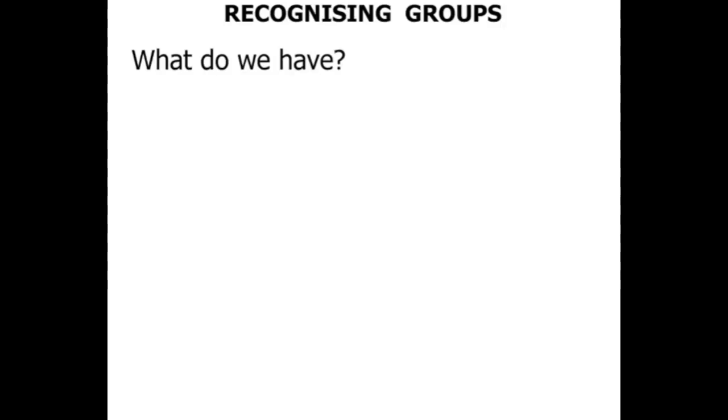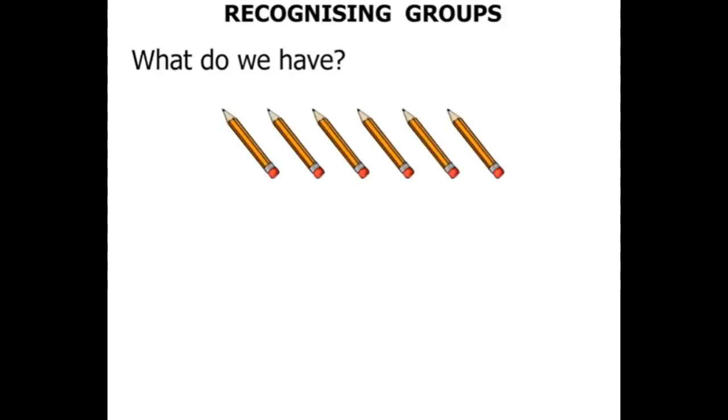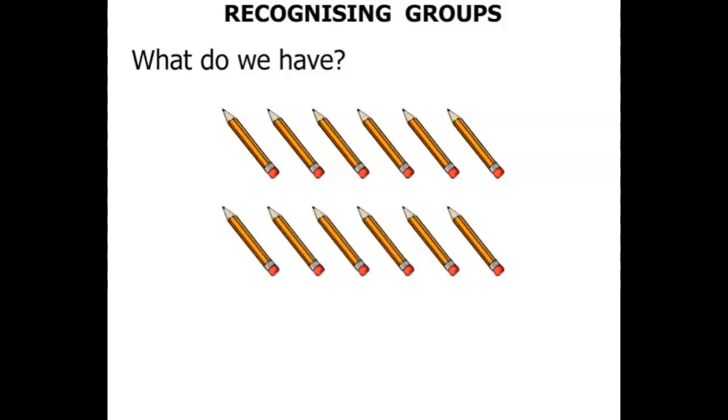What do we have? Got some pencils there. One row. Another row of pencils. So certainly we've got two rows. But I wonder how many in each row. Let's just count the top row. One, two, three, four, five, six. We've got six pencils in each row. So we've got two rows of six. There were six in each row.